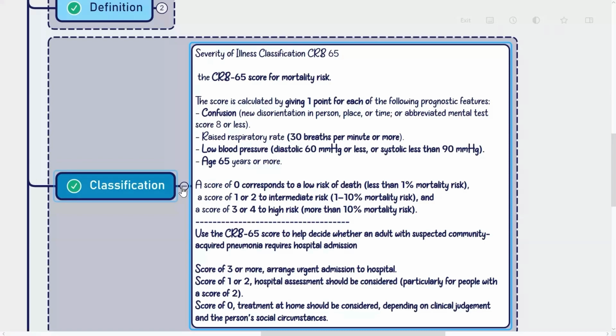Use the CRB-65 score to help decide whether an adult with suspected community-acquired pneumonia requires hospital admission. Score of 3 or more, arrange urgent admission to hospital. Score of 1 or 2, hospital assessment should be considered, particularly for people with a score of 2. Score of 0, treatment at home should be considered, depending on clinical judgment and the person's social circumstances.